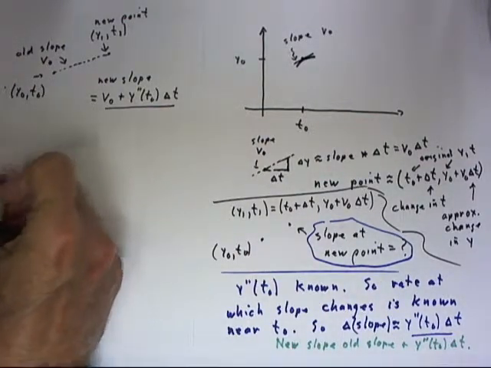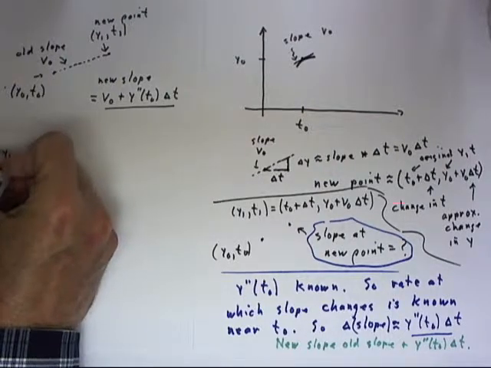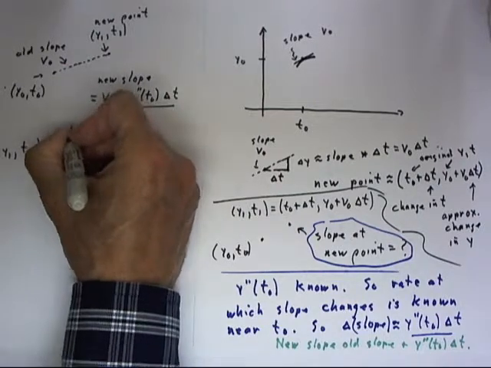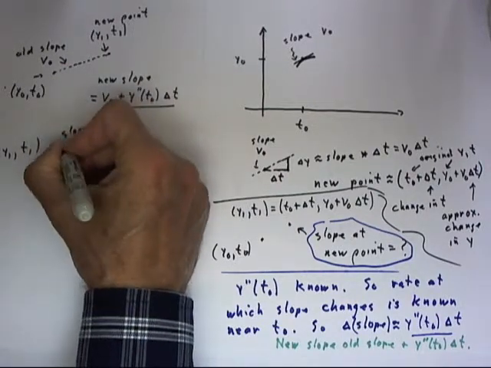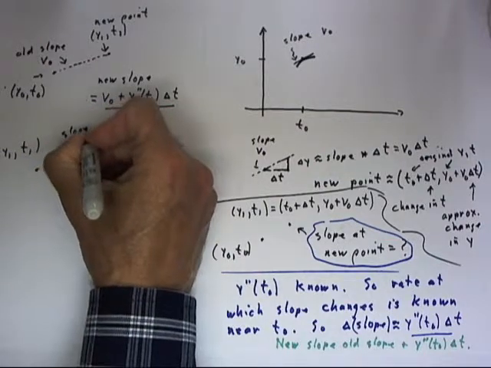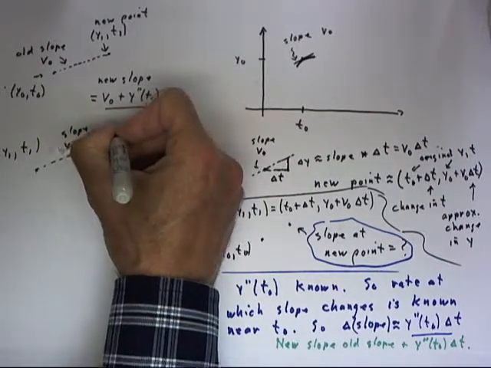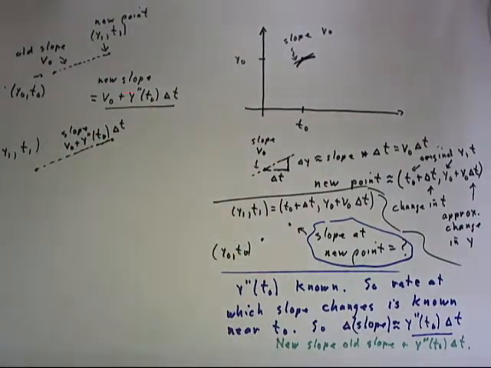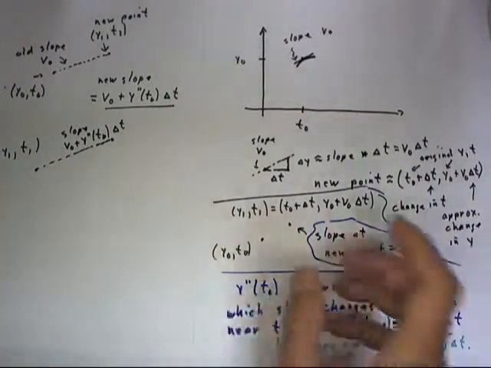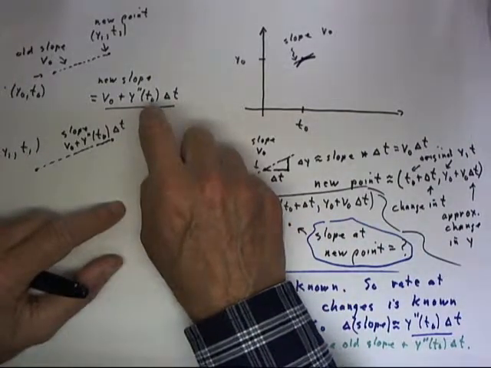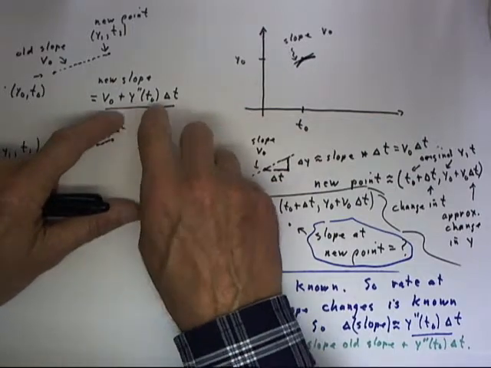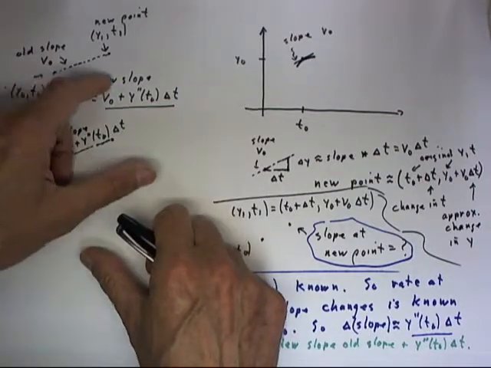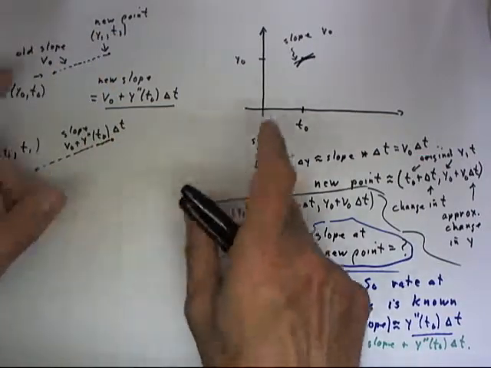So now we have our point y1, t1, and we have a slope v naught plus y double prime of t naught delta t. Now where did our y double prime of t naught come from? I was going to take a breath and review where everything came from. We know that y naught, t naught, v naught are given. We assumed a delta t. We got our y1, t1.